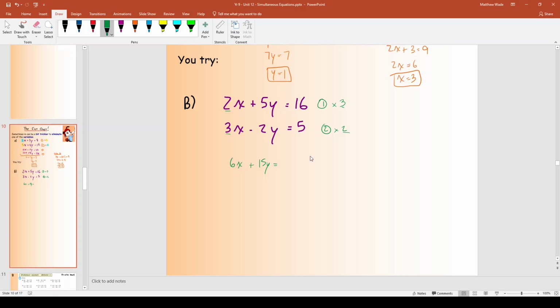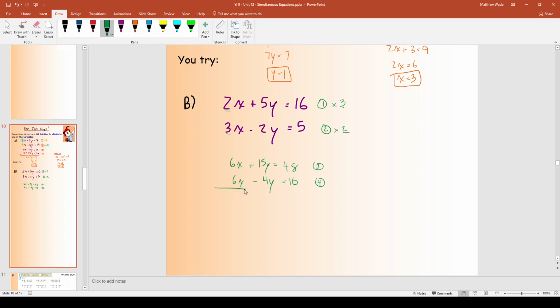Oh gosh, here we go. 16 times 3, 10 times 3 is 30, 6 times 3 is 18, so that's 48. Cool beans. Now on the bottom, here we go. 3 times 2, 6x, which you know you've done it right because it matches now, minus 4y, oh, it's going to be a hard one, equals 10 when you double that one. Cool. You label them then, 3 and 4.